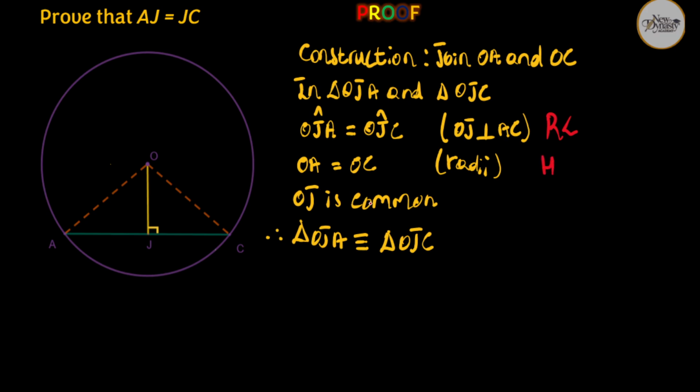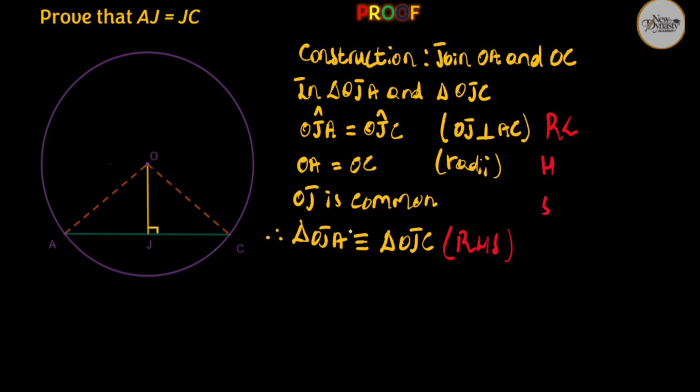And the last thing is that they are sides which are equal because they are common. So basically, this is your reason: right angle, hypotenuse, and the side. So that is RHS. So this is the reason for your congruency.